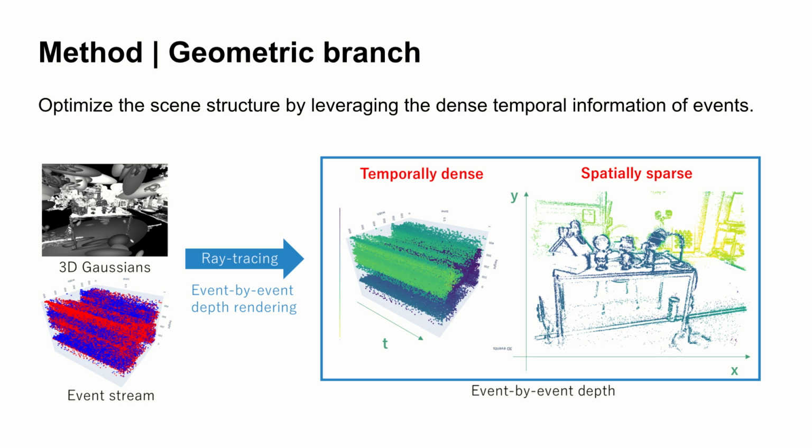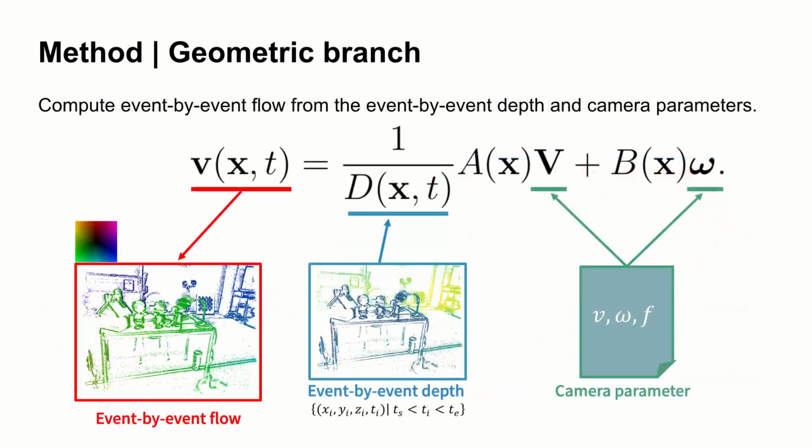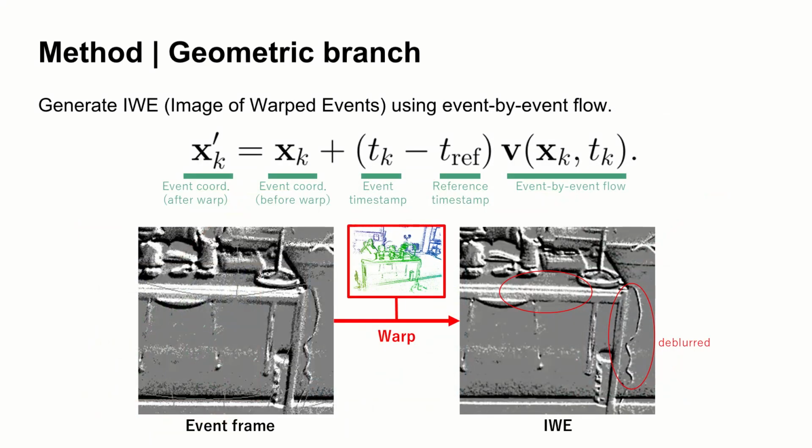In the geometric branch, we render event-by-event depth using a Gaussian ray tracing renderer. Then, event-by-event flow is analytically computed from the event-by-event depth and camera parameters. Since the flow of each event is known, a blur-free motion compensated image, called an IWE, can be generated by warping all event coordinates to a reference timestamp.